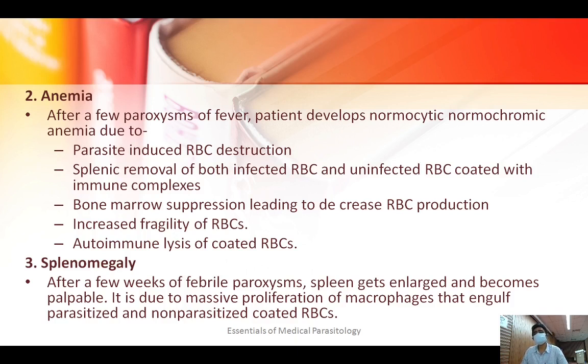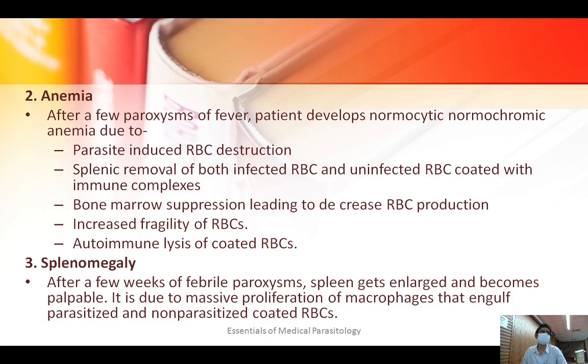Then the parasite may directly suppress the bone marrow, so it will lead to reduced production of RBCs. And the infected RBCs become more fragile. So again there will be a reduction in the number of RBCs, and autoimmune lysis of the coated RBCs also. So these are all reasons for anemia.